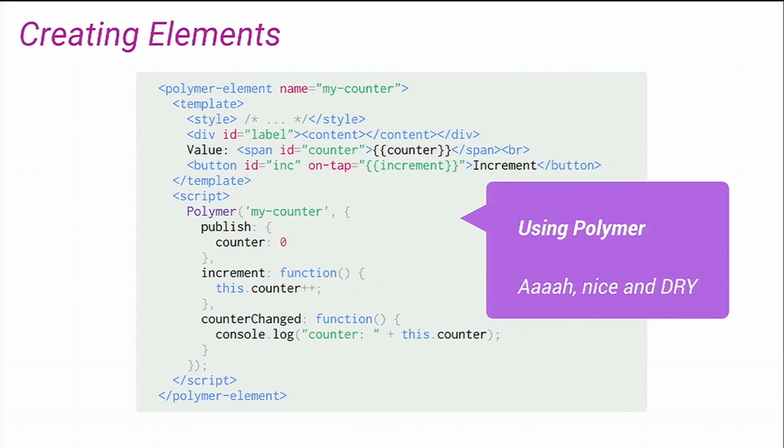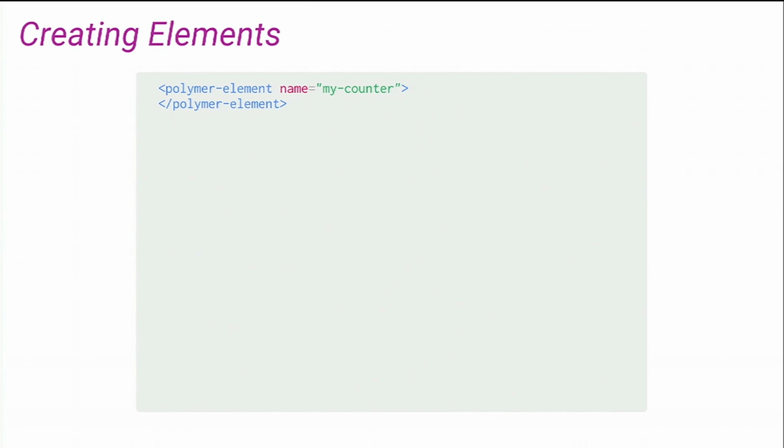So let's take a quick look at some of the features Polymer adds on top of web components in a little more detail using this exact example. So first, you can create and register a custom element declaratively without any JavaScript. So you just wrap your definition in a Polymer element tag and give it a name. So now my counter is a valid HTML tag you can use in your app. It just doesn't do anything yet.